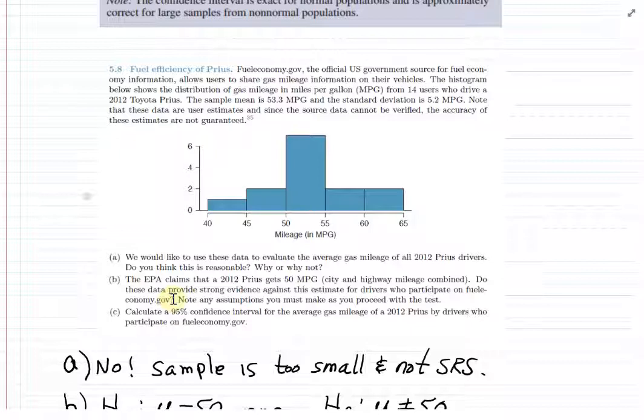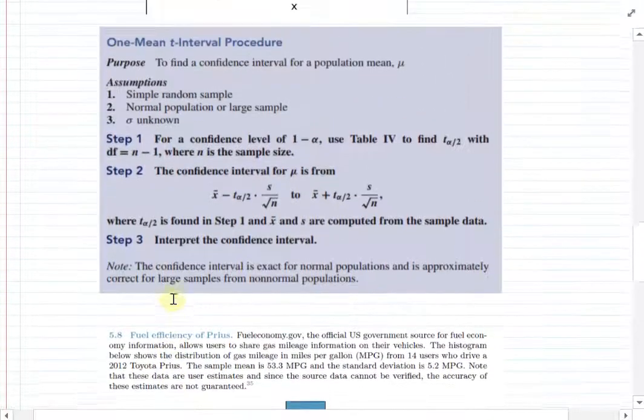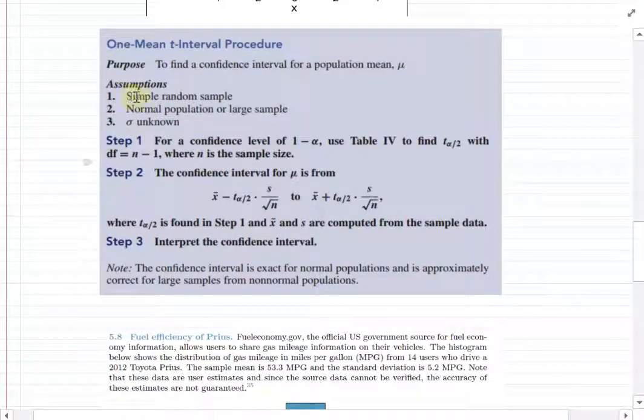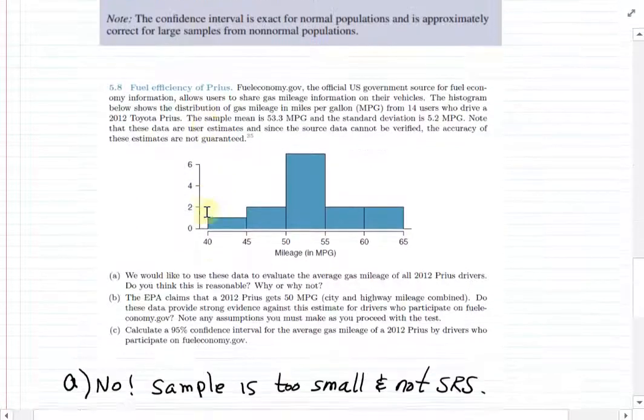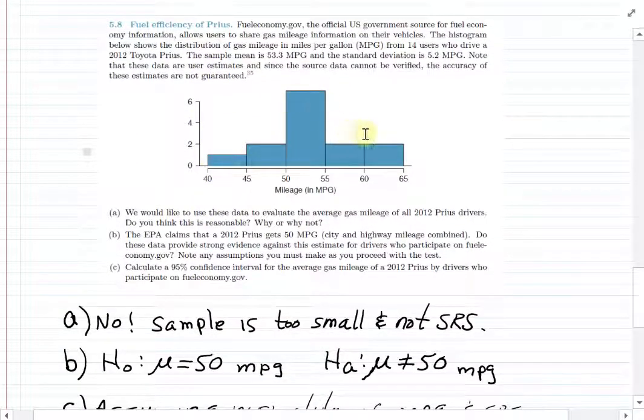Now, note any assumptions you must make as you proceed with the test. Well, the assumptions are listed up here. Assumptions 1, 2, 3. That we have a simple random sample. In this case, we don't have a large sample. We only have 14, right? So the assumption is the normality of gas mileages. And of course, sigma is unknown. So the normality, again, you can see it by the histogram. That seems reasonable.